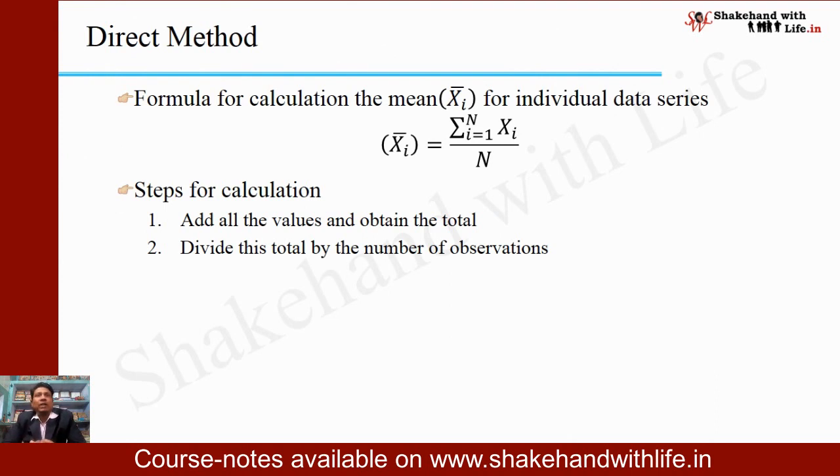Calculation of mean using direct method. The formula for calculation of the mean for individual data series is x bar equal to sigma xi divided by n. So here x bar is the average of the individual data series, sigma xi is the summation of the individual data and n is the number of data values. The steps for calculation are add all the values and obtain the total first, then divide this total by the number of observations.